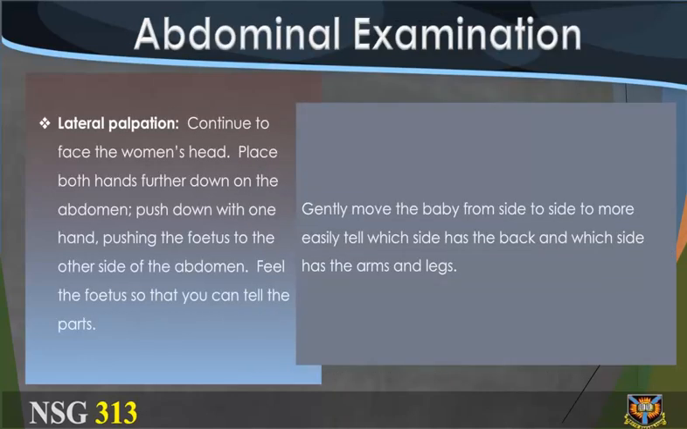Lateral palpation. Continue to face the woman's head. Place both hands further down on the abdomen. Push down with one hand, pushing the fetus to the other side of the abdomen. Feel the fetus so that you can tell the parts. Gently move the baby from side to side to more easily tell which side has the back and which side has the arms and legs.